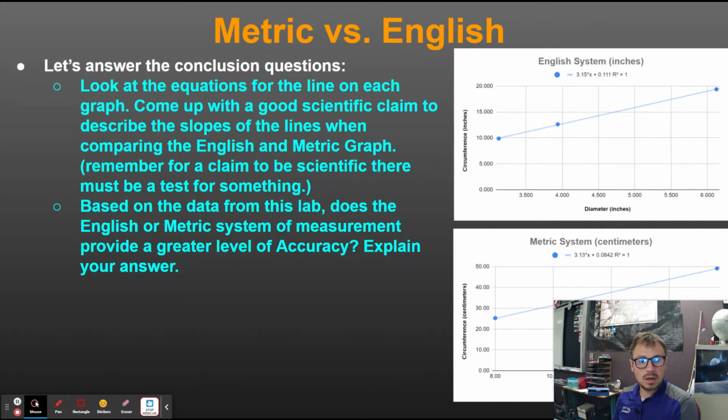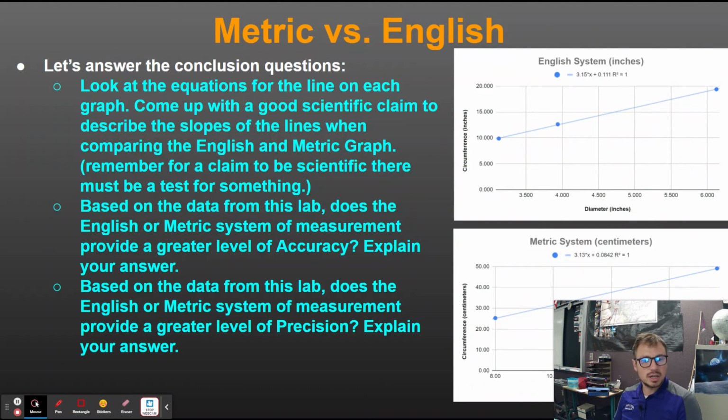So the answer to that is they both provide the same level of accuracy, and that's because if you're using inches and you say, "Yep, this is 20 inches," well, that's the accepted value. If you look at it and you say, "Oh, it's 49 centimeters," that's the accepted value. They're both just as accurate.